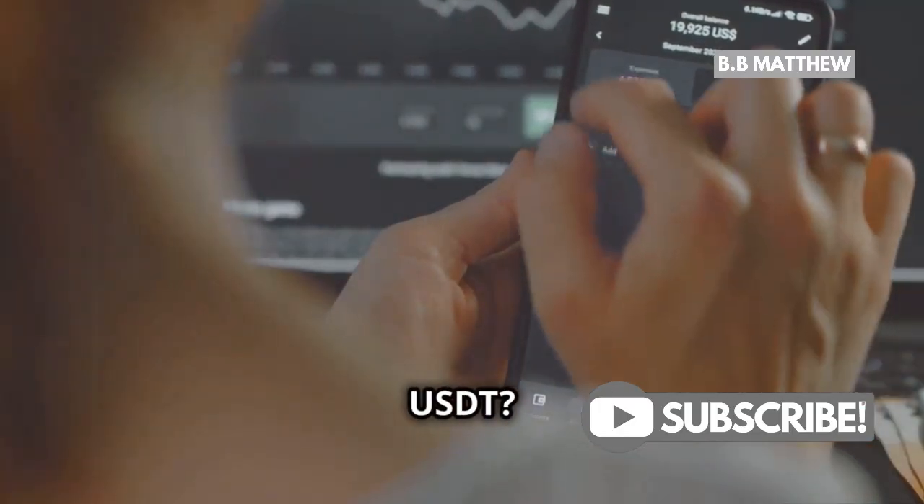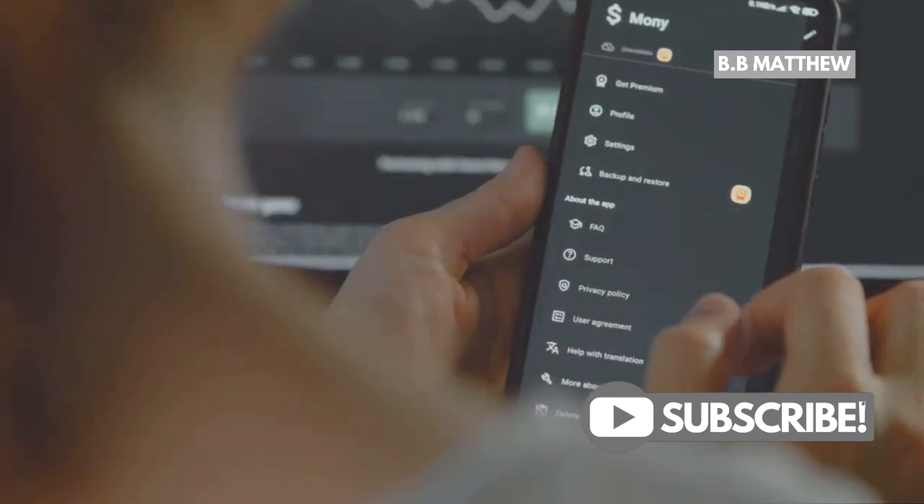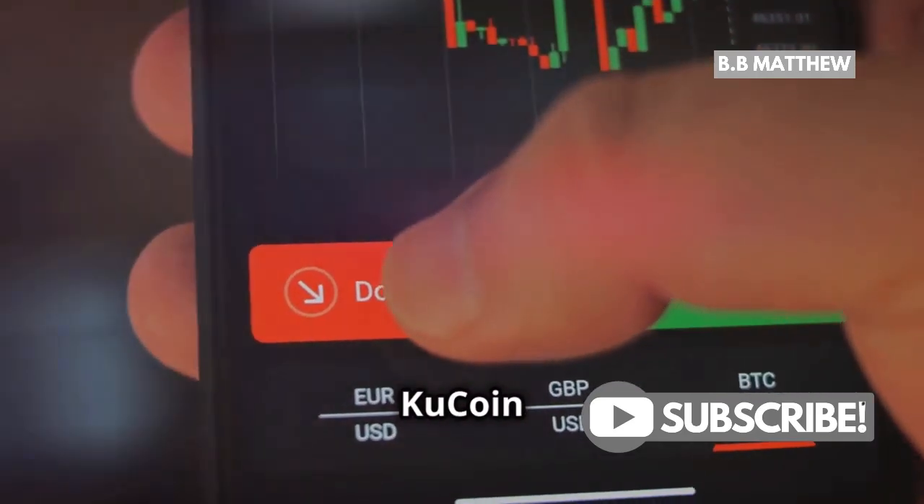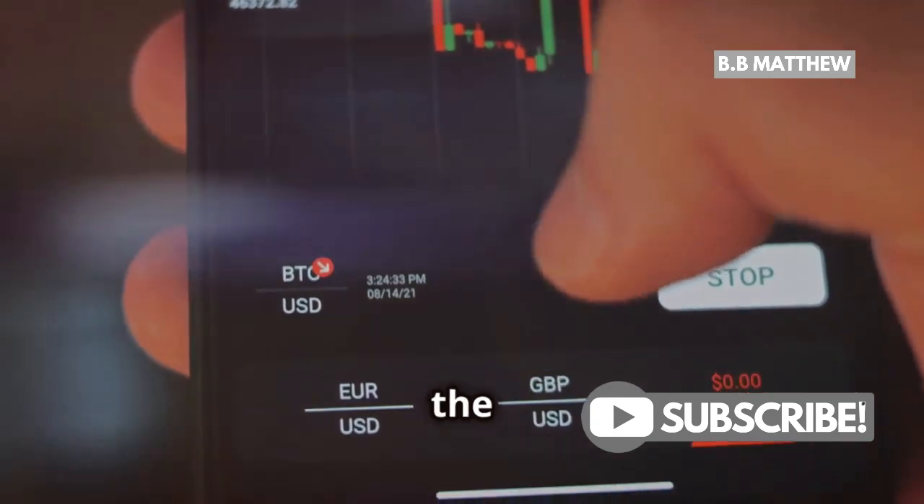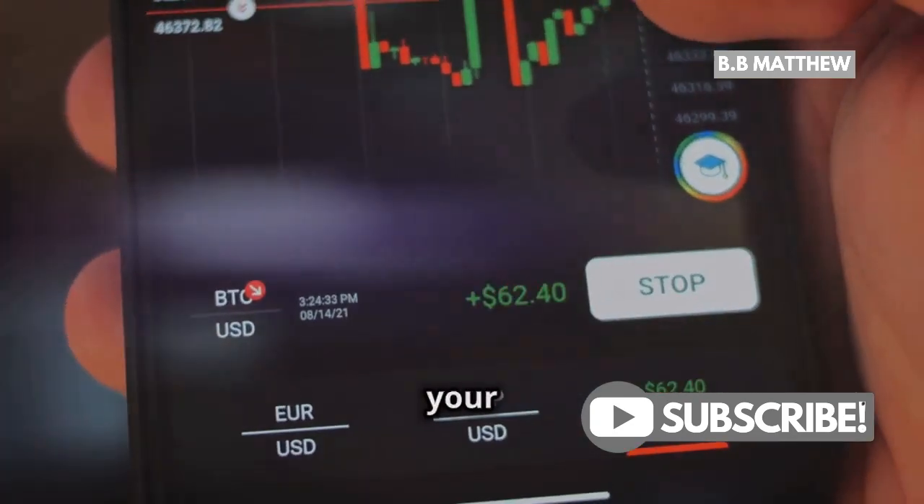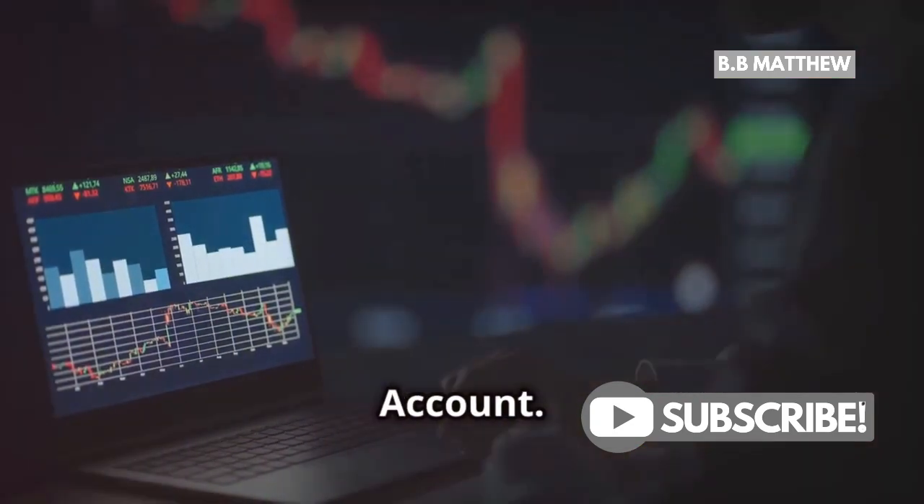Alright, got your USDT? Great. Now transfer your USDT to your KuCoin trading account. Just go to the Assets tab, hit Transfer, and move your funds from your main account to your trading account.